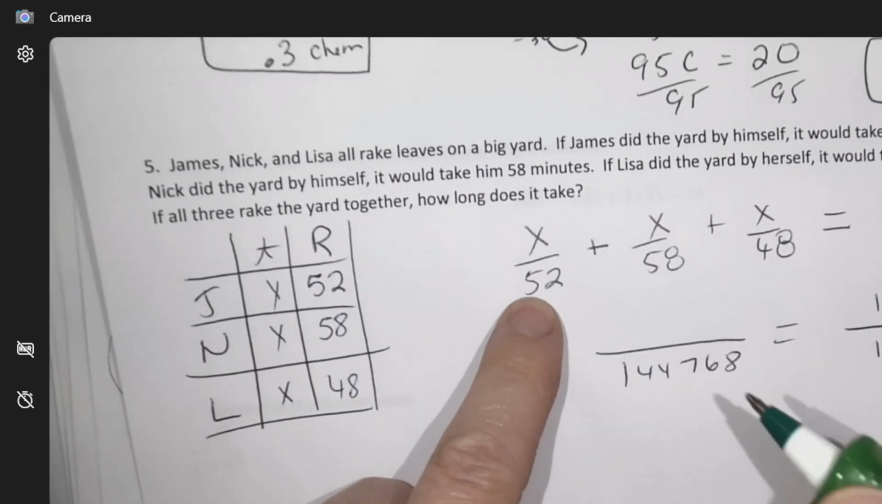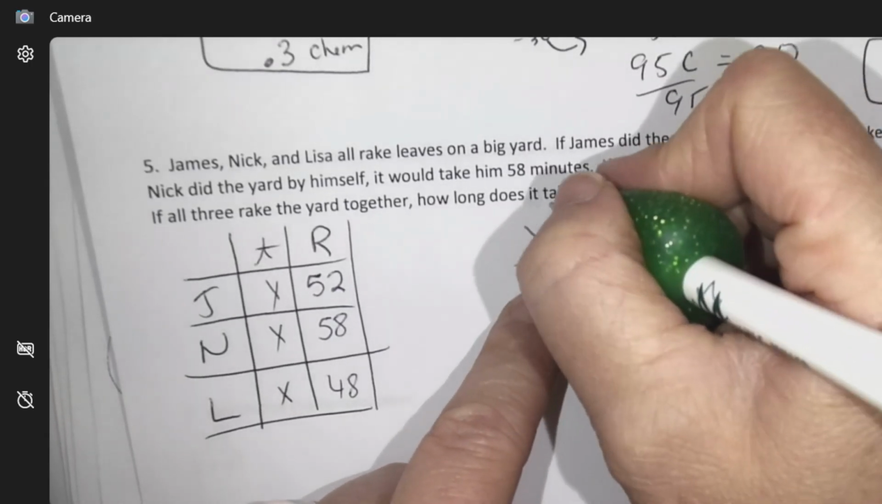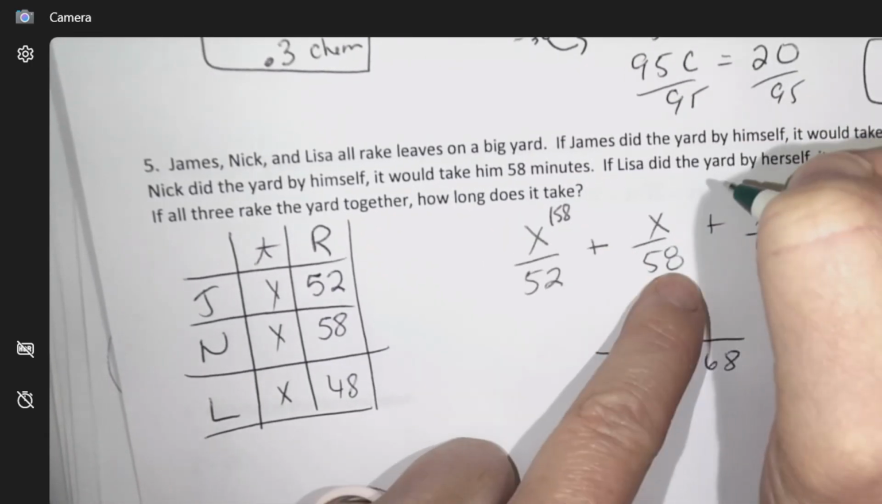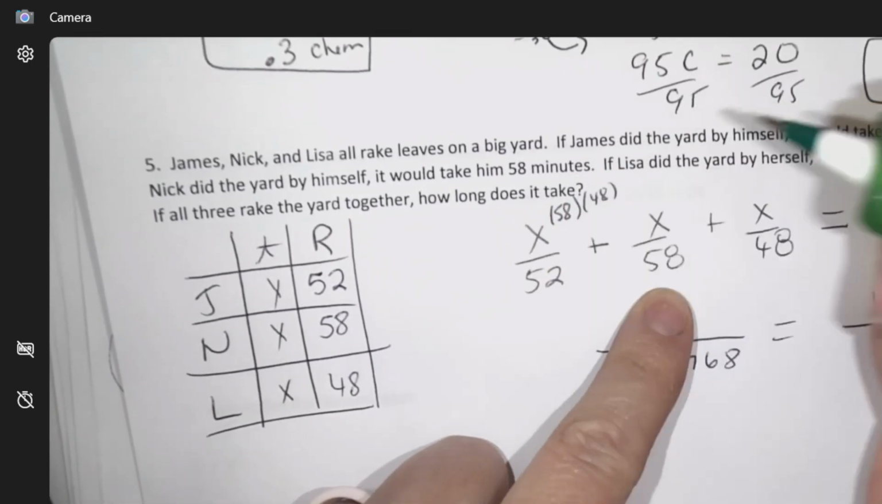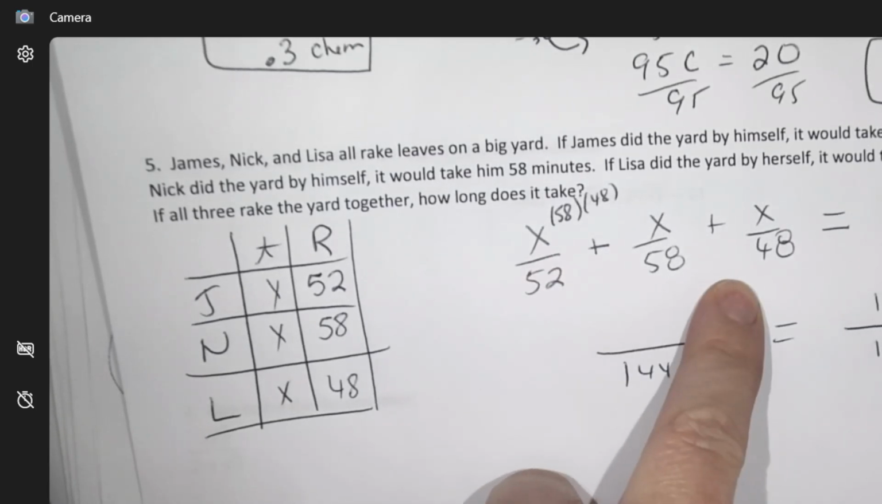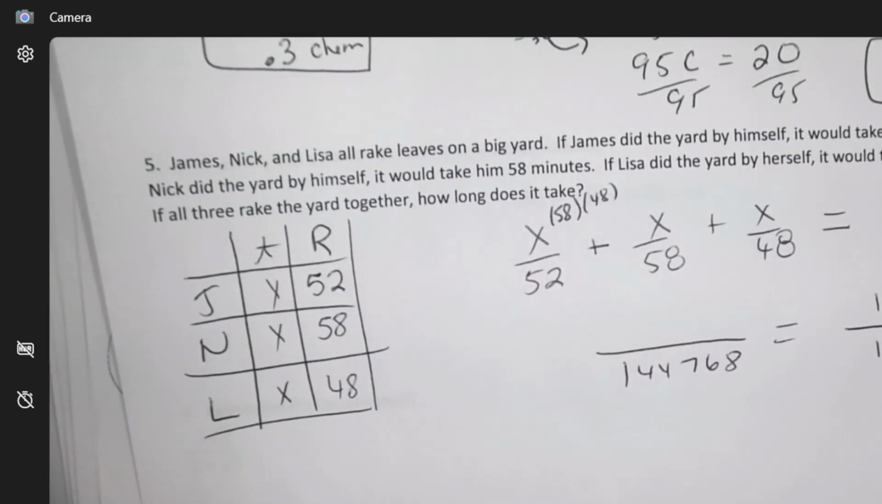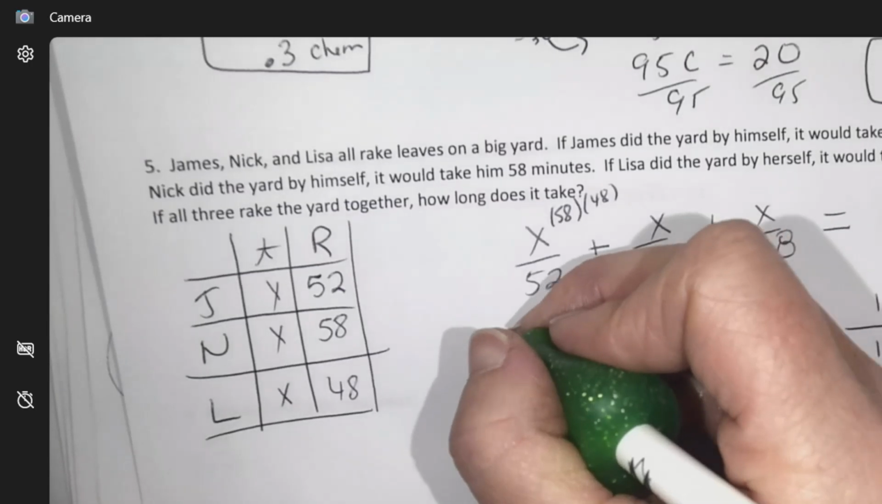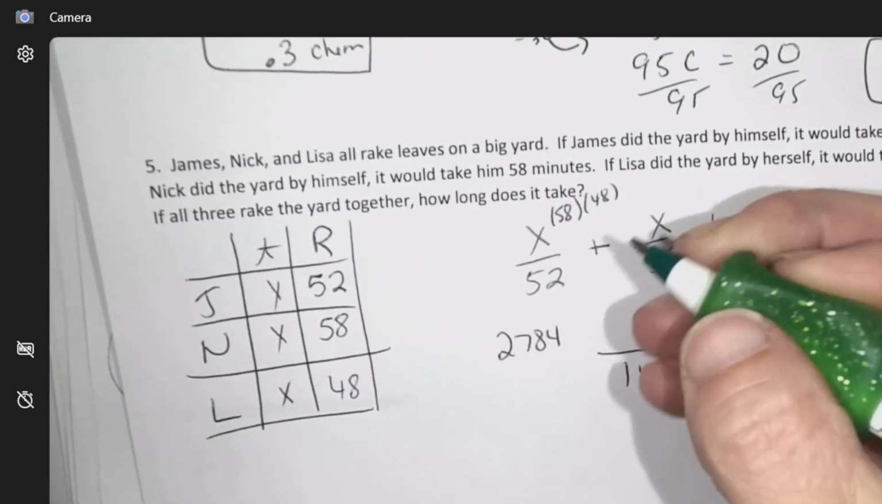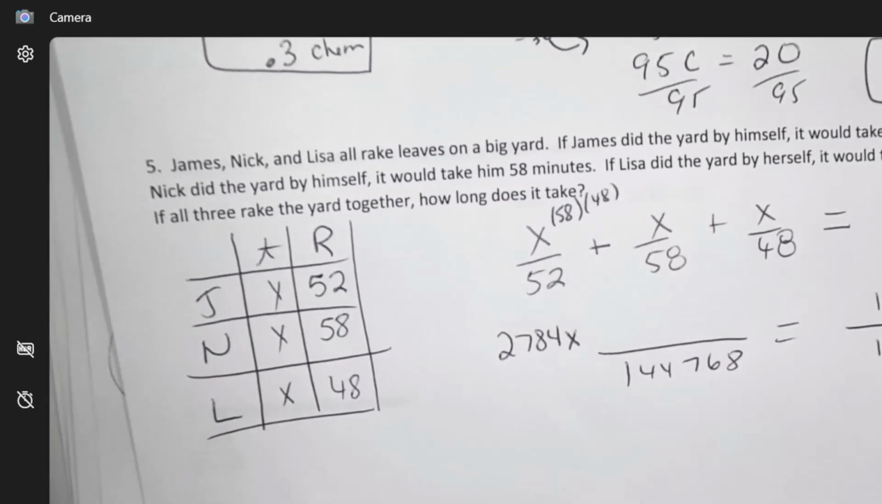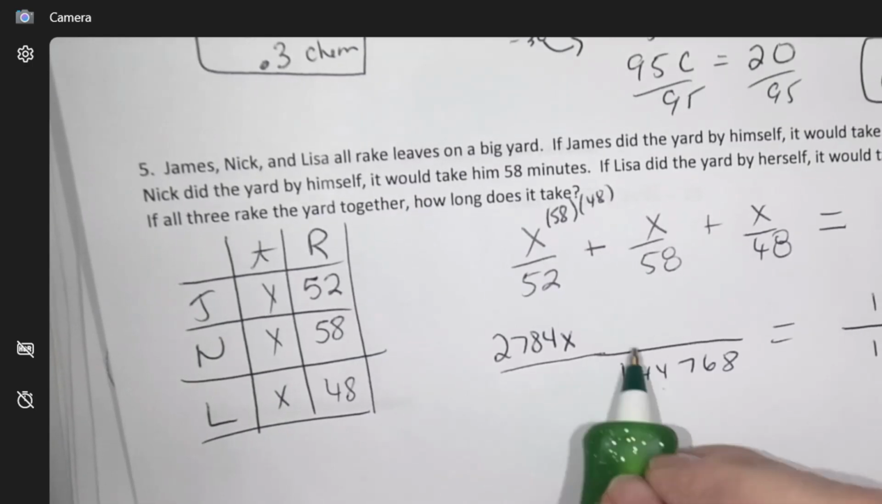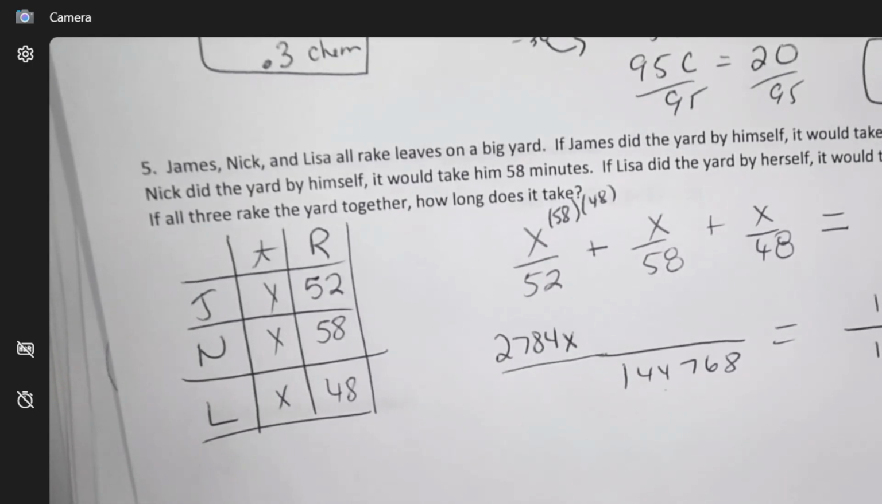So on this one, since there's a 52 on the bottom, I would have to times it by a 58 and a 48. I'd have to times it by the others, right? Can't you just do that without dividing? Yes. You just did this divided by that, right? Yep. These are big numbers.